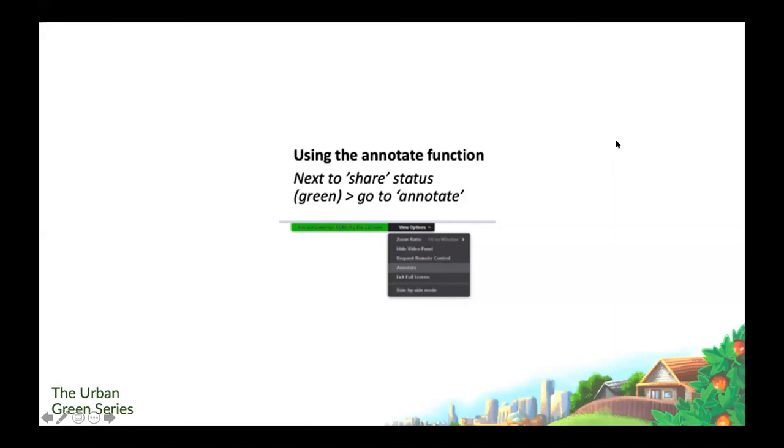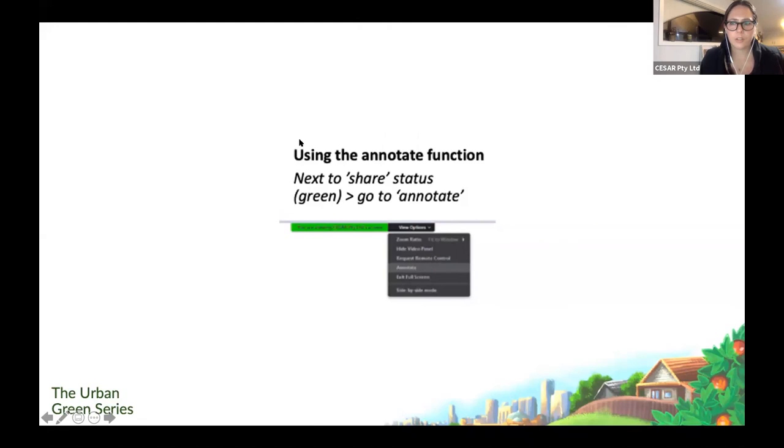Yes. So for those of you who have never used the annotate function, it's quite fun once you do learn how to use it. So you'll see at the top of the screen here, you are viewing Cesar's screen in a long green button. And if you go to the right and click view options, and then scroll down, you'll see there's an annotate feature. So if you just click that, you'll come up with a toolbar.